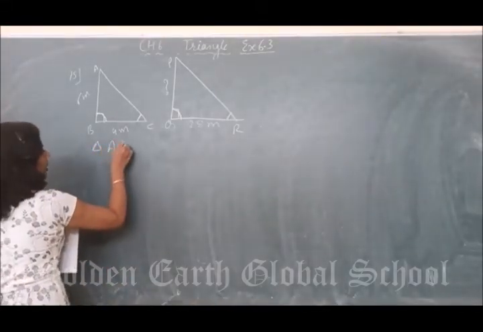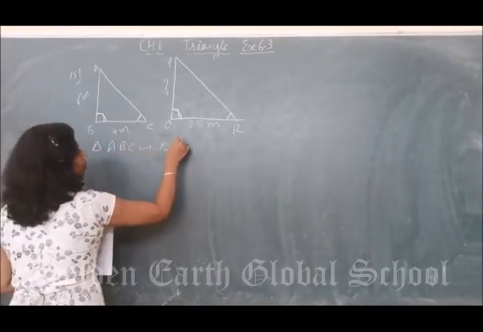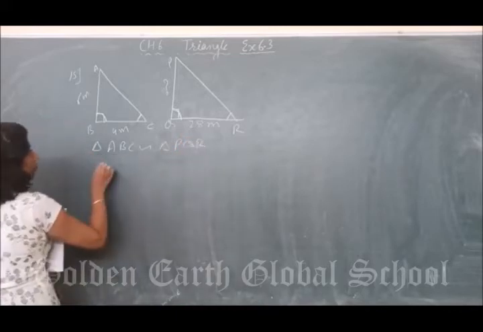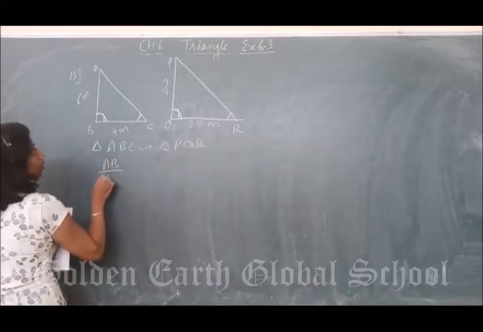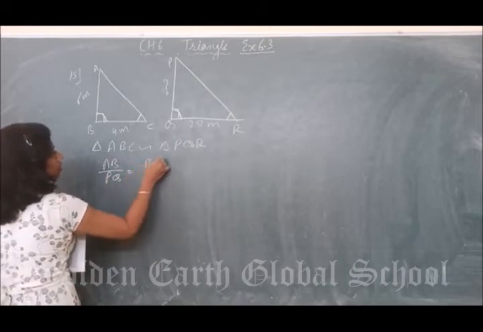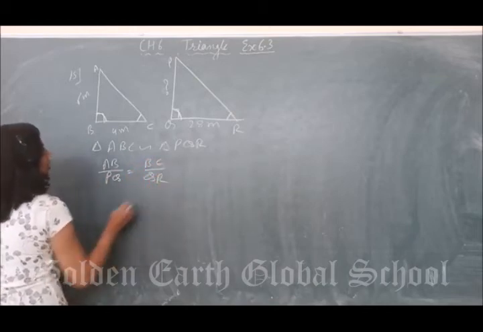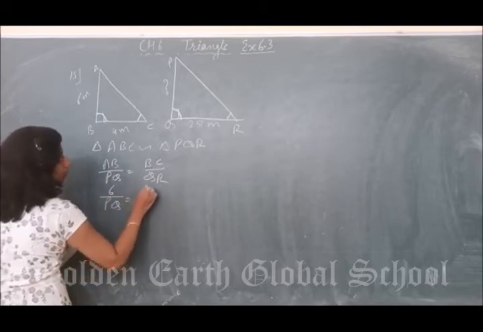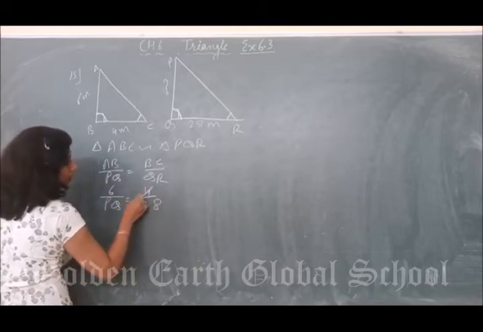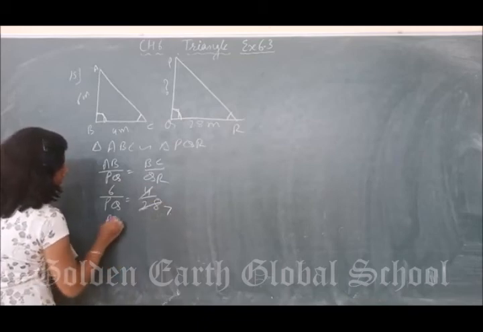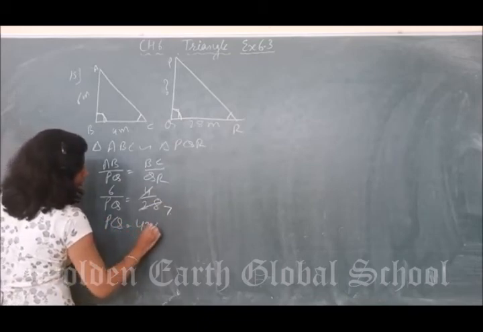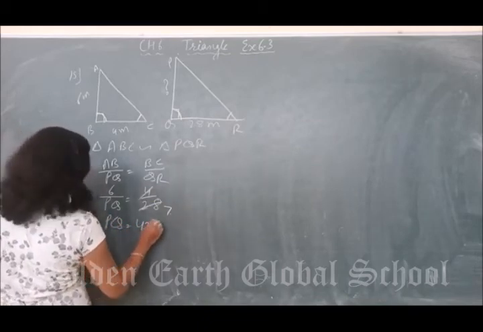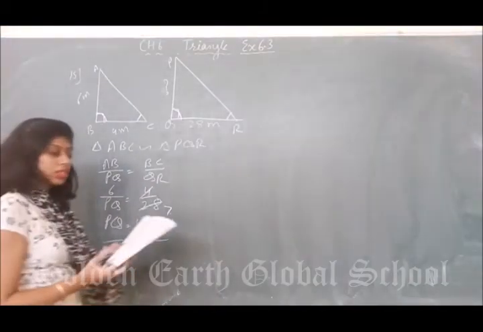Triangle ABC is similar to triangle PQR. Consider the result of proportionality. AB upon PQ is equal to BC upon QR. Substitute the terms. AB is 6, PQ is 4, we have to find BC, QR is 28. So BC is equal to 42 meter. Yes, so this is a simple question.